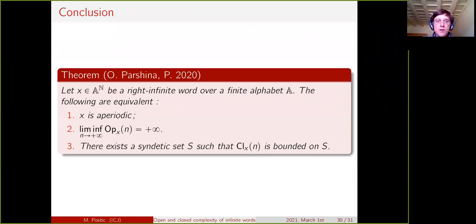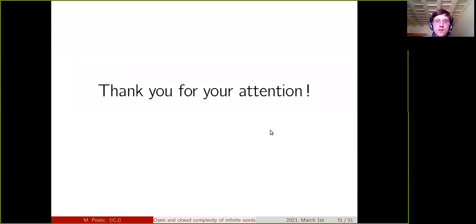Okay, so in conclusion, what we were able to prove was the following. If you take x, an infinite word over an alphabet A, the following are equivalent: x is aperiodic, the lim inf of the open complexity function is plus infinity, and there exists a synthetic set S such that the closed complexity is bounded on S. So this gives you two Morse and Hedlund like theorems. And thank you all for your attention.